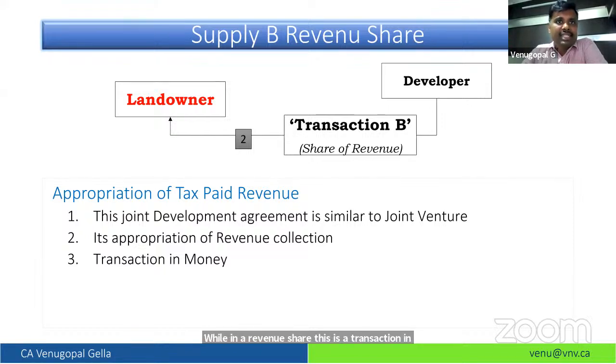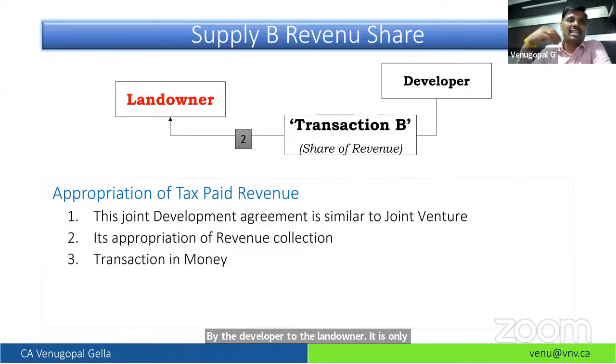The money has come to the developer, he is paying full tax on that, and a portion of it is appropriated to the landowner, like how a partner in a partnership firm shares the profit which is left. So even this transaction is akin to it. It is a transaction in money. Here there is no supply provided by the developer to the landowner. It is only a transaction in money.